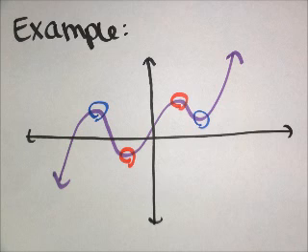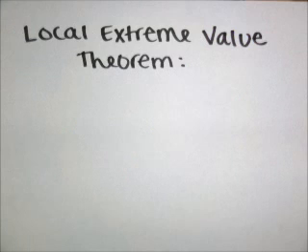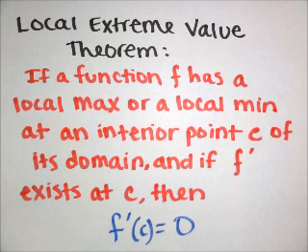Now that we're able to distinguish local from absolute values, you can use the local extreme value theorem to determine at what point in the function the derivative is equal to 0. The local extreme value theorem states that if a function f has a local maximum value or a local minimum value at an interior point C of its domain, and if f prime exists at C, then f prime of C equals 0.